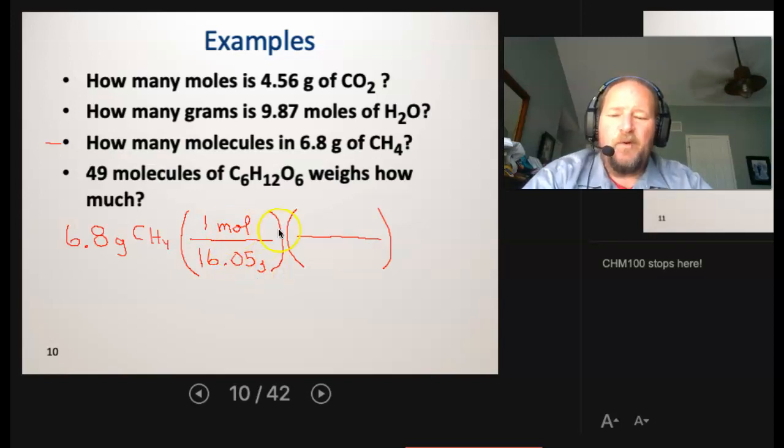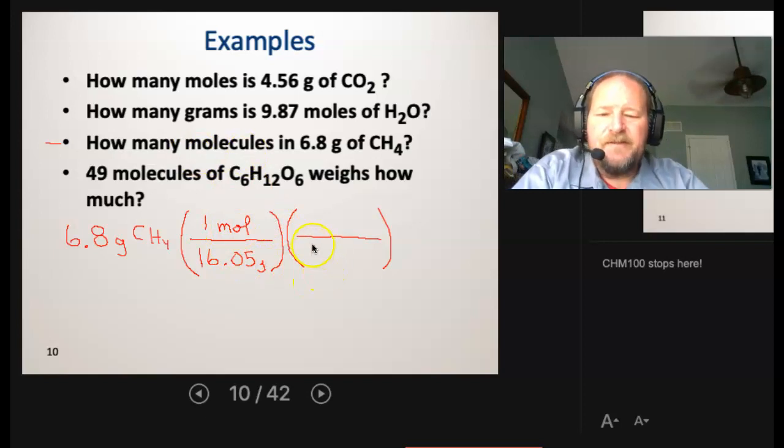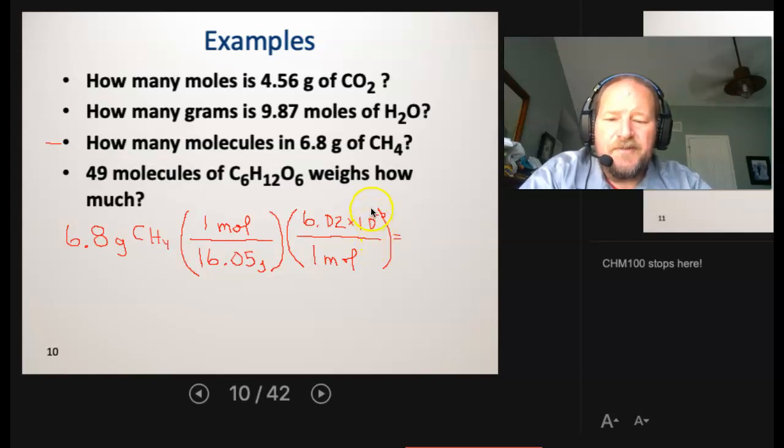All right, now that would give me moles if I stop there, but we want molecules. So now I'm going to use Avogadro's number. And for every 1 mole, I'm going to get 6.02 times 10 to the 23. That is supposed to be a 23 up here. It's just really starting to lag down. I'm not sure why.